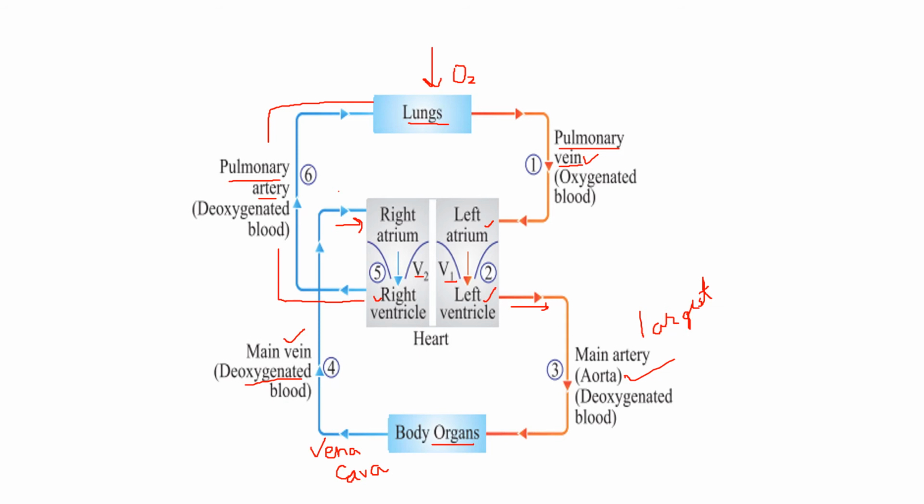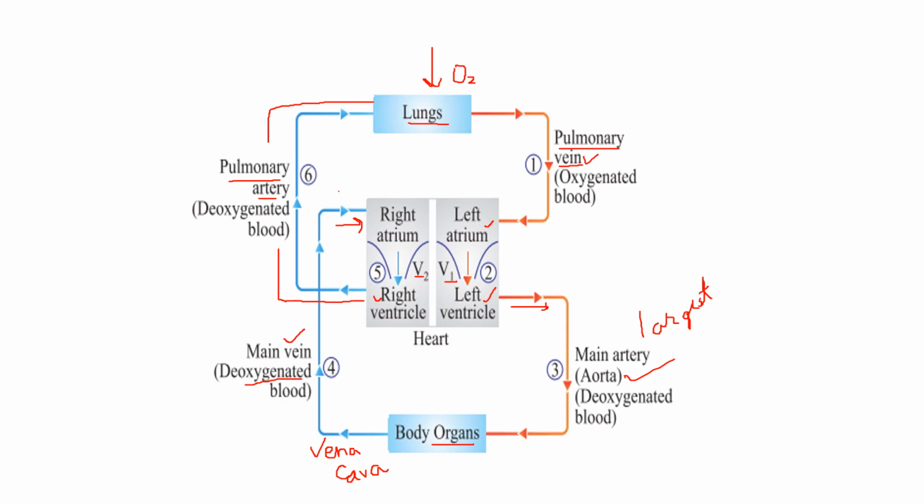From the ventricle, which vessel is carrying the blood? That is the aorta to the body organs. And here also from the right ventricle, this is an artery. So arteries carry the blood away from the heart. So this is an important question here.